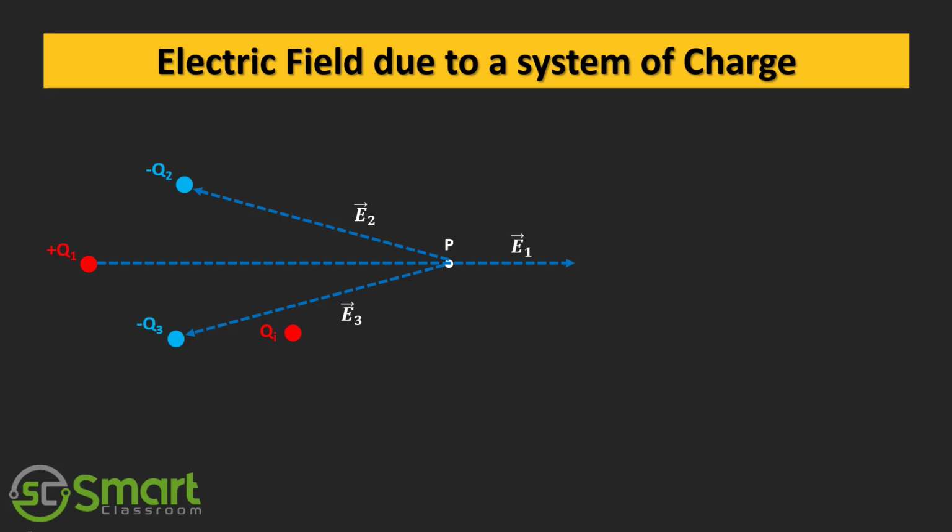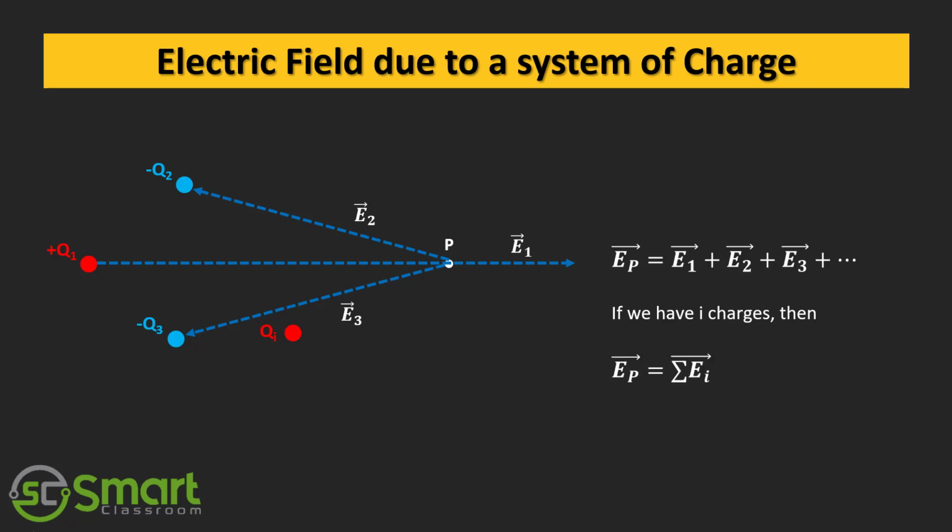Now we use the superposition principle, as we did last time with Coulomb's law. The net electric field at P, vector EP, equals vector E1 plus vector E2 plus vector E3 plus etc. If you have i charges, it is the sum of the individual E vectors of all i charges. That means it is equal to sigma of Ei.